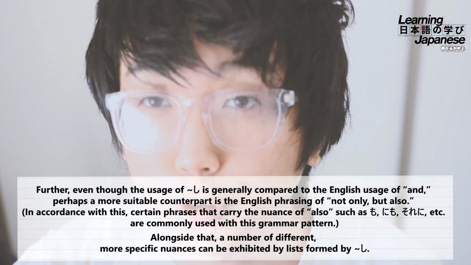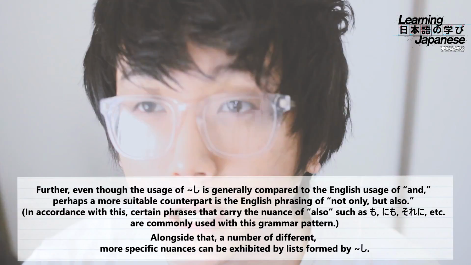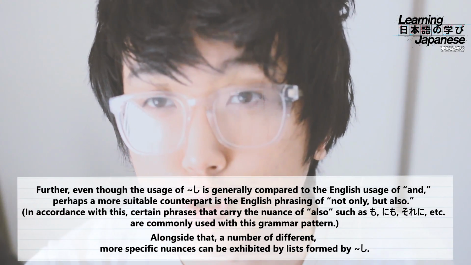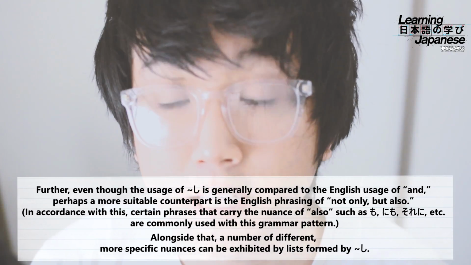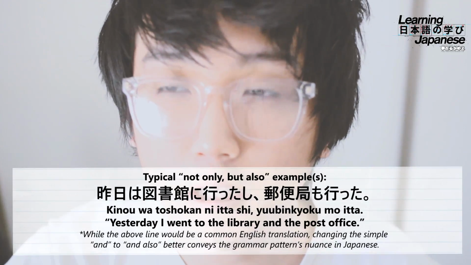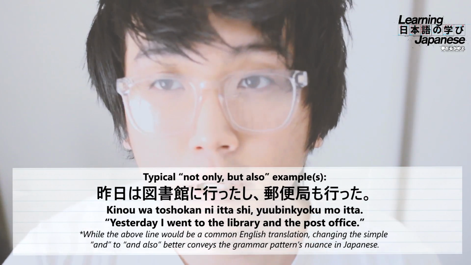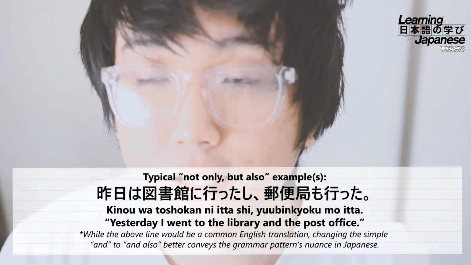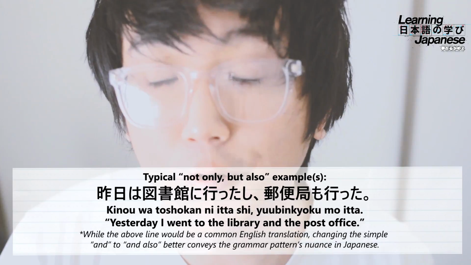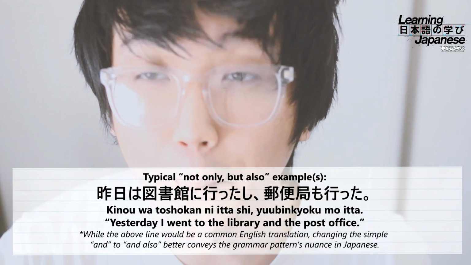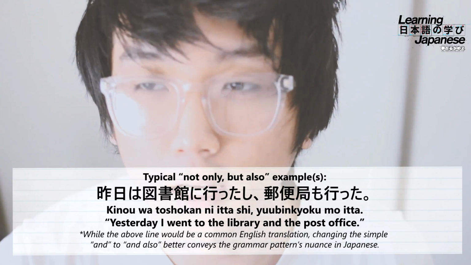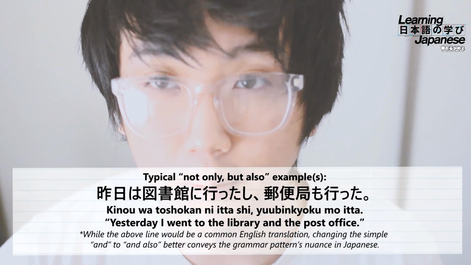What we're gonna do now is go through two more examples that are fitting of this easy translation of "not only, but also", and then after that we'll go into two other, more specific nuances that shi can be used to mean. So for our next example sentence, we'll have the simple line of 昨日は図書館に行ったし郵便局にも行った. And so this line is going to translate to basically, yesterday I went to the library and the post office. Or if we wanted to better match the nuance of the Japanese grammar pattern shi to mean "also", we could say I went to the library and also the post office.